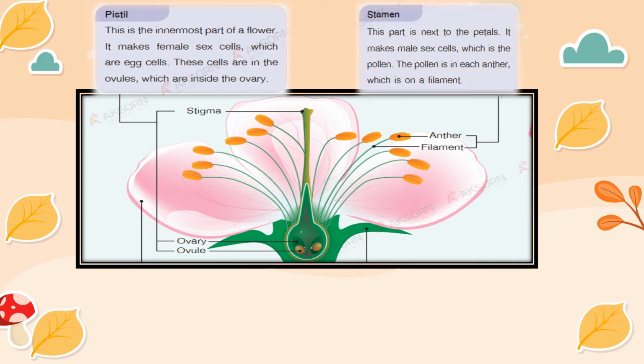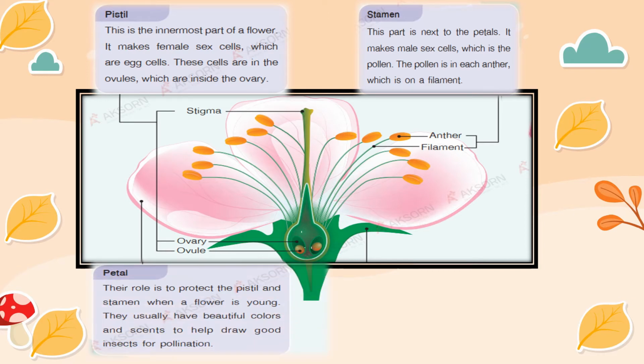And next, stamen. This part is next to the pistil. It makes male sex cells, which is the pollen. It is in each anther, which is on a filament. So the stamen is next to the petals. This one is the anther and the filament. This is the green and the yellow part of the flower.